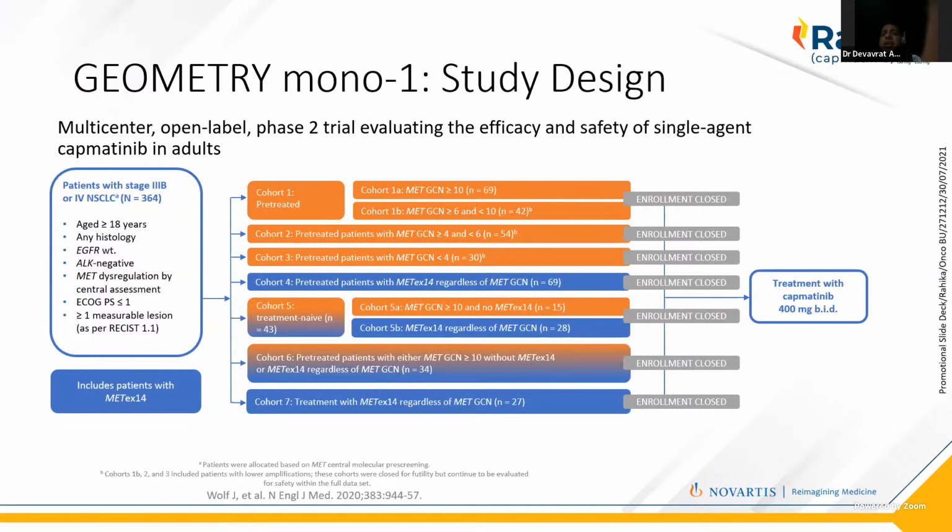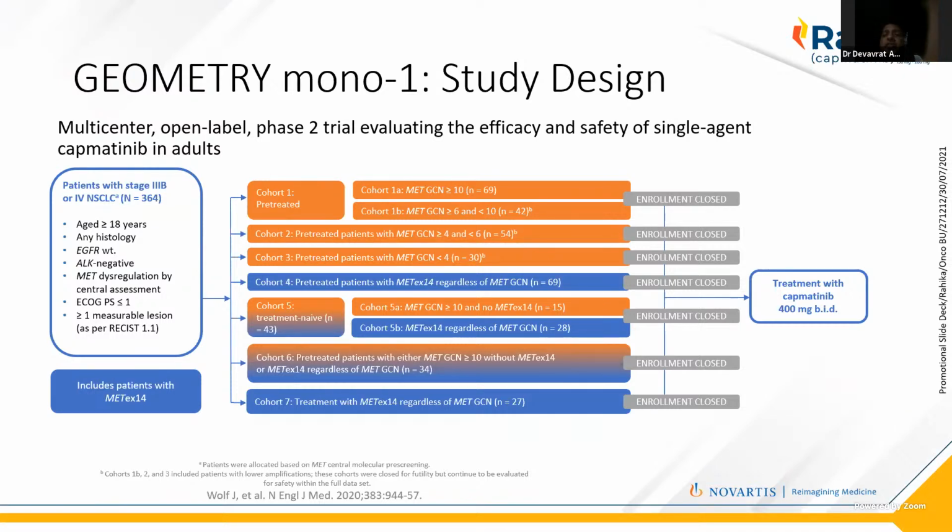So the study that actually looked at the drug was GEOMETRY mono-1. This was a slightly complex study. This was a multi-center open-label phase 2 trial, which evaluated the efficacy and safety of single-agent capmatinib in adults. Remember, these patients had to be stage 3B or 4 non-small cell lung cancer, had to be adult, any histology, EGFR and ALK wild type, and MET dysregulation had to be there by central assessment, and they were allowed to have different kinds of mutations.